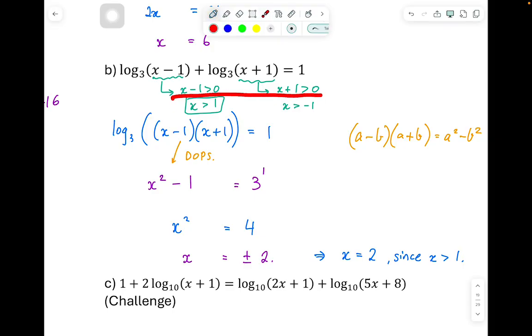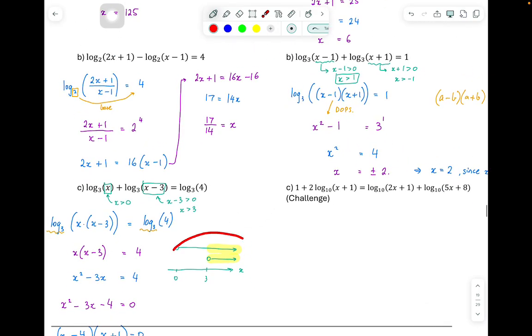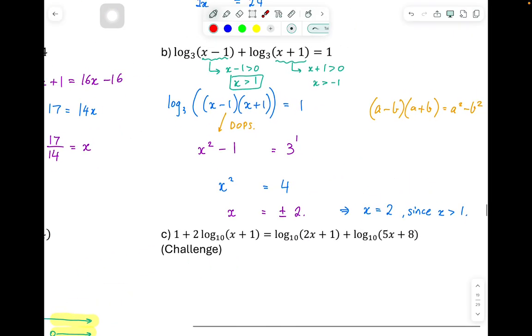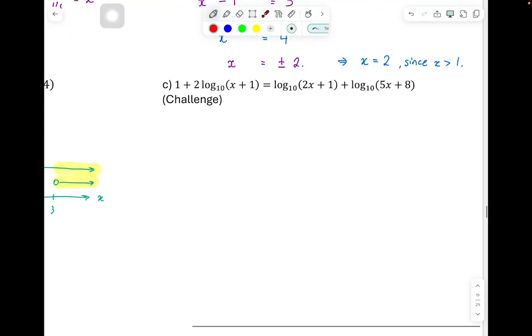If you would like, you can draw this out on a number line, similar to our previous question here, and highlight the segment of the graph which shows the common part between these two restrictions. There's a solution for part B, so feel free to pause if you need to. And I'll move on to part C.